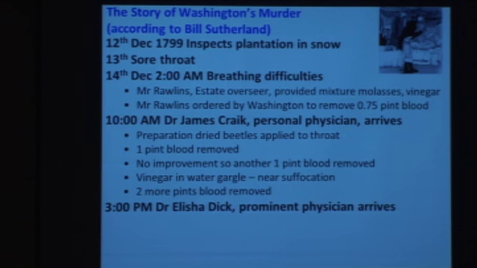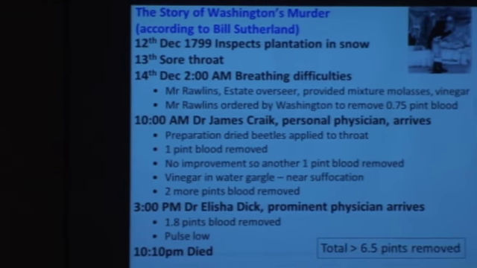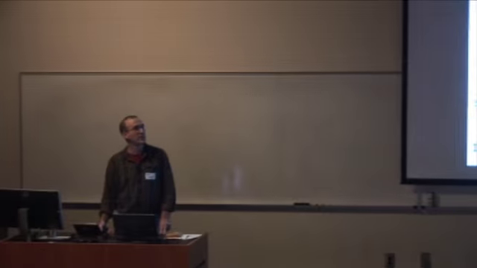And then the prominent doctor came. Dun, dun, dun. So what did he do? You guessed it. He took out another 2 pints of blood. George had a low pulse. And George died. Okay? So they took out almost 7 pints of blood from the dude. So he was murdered. Who and what killed him?